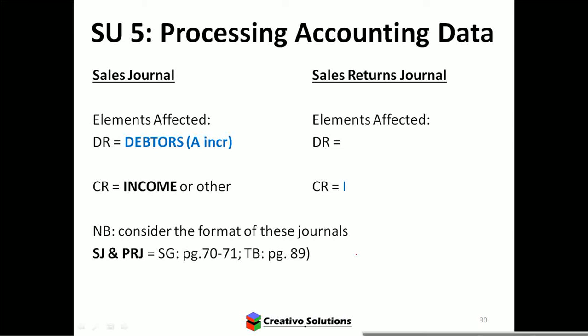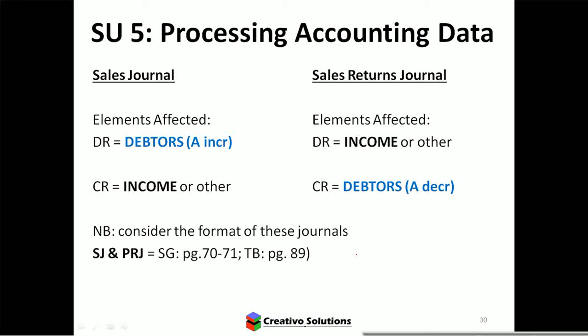Sales returns journal? Okay, then debtors will be credited. Debtors would be credited. Why? Because they're returning whatever they bought. Correct. And then sales or income will be debited. Correct. Okay, because you're reversing it out. Okay, good. Right, so that's the focus.